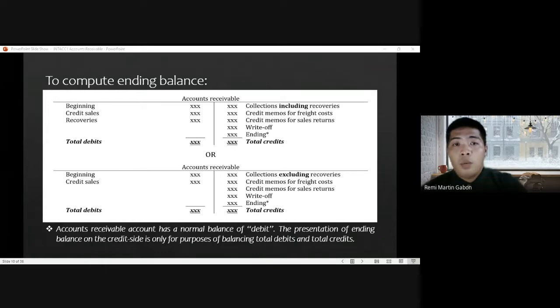So working back, if we work back from total credits, we subtract all the collections, the credit memos for freight cost, and sales return, write off. We can arrive with the ending balance. Okay? Now on the credit side naman, the collections may include recoveries.